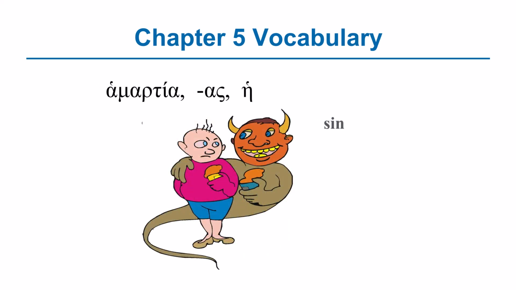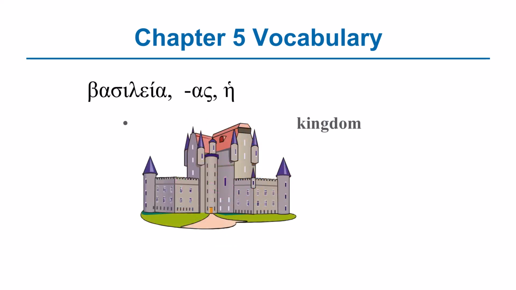The other word is hamartia. This is where we get the word hamartiology, the study of sin. Hamartia means sin. Another word is basileia. Basileia means kingdom. This is where we get the Greek word basileus, and basileus means king, because basileia means kingdom.